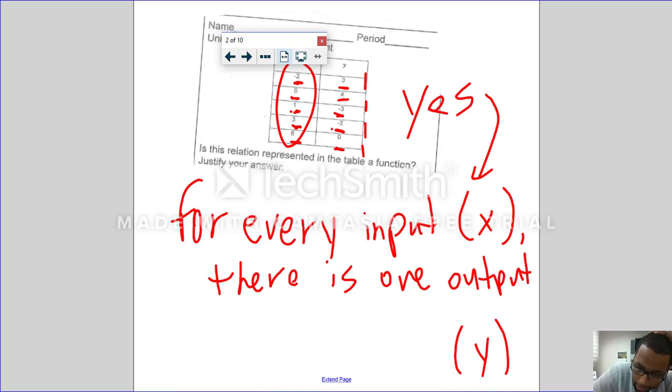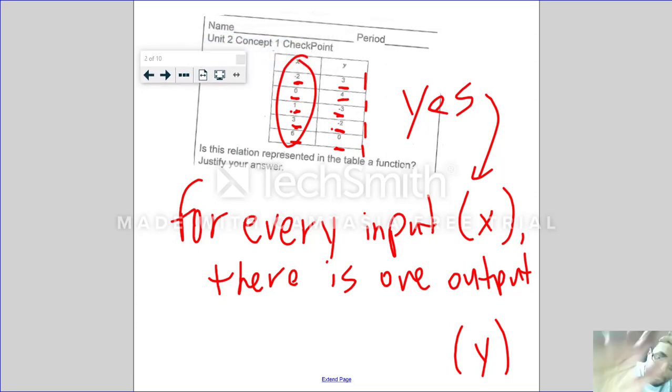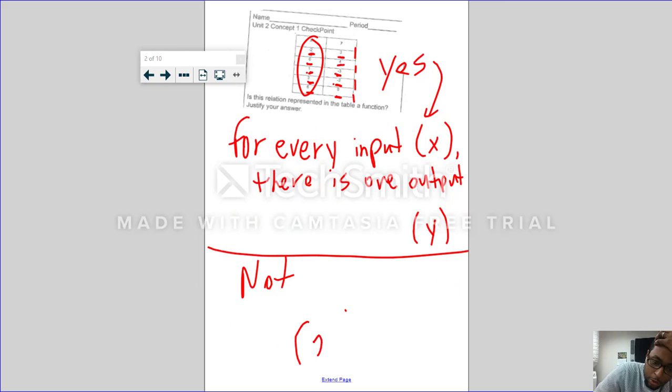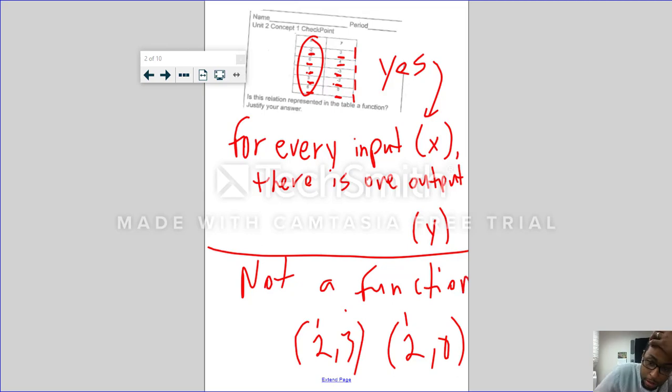So your answer will be yes, if for every input x, there's one output. So again, in order for it to be a function, for every input, it has to have one output. It has to be the same output. An example of something that's not a function would be if I had 2, 3, and then I had 2, 0. So 2 has two different outputs. In this case, one is 3 and one is 0. So this is not a function.